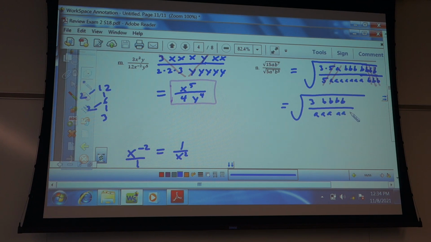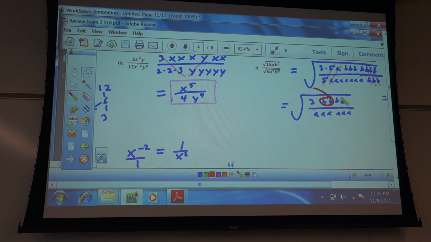a, a, a. This is what type of radical? Square root type. So they come out in groups of 2. So here I have a b on top, another b on top, so I have 2 b's on top. On the bottom, here is an a, I have 2 a's here, another 2 a's there, another 2 a's there.